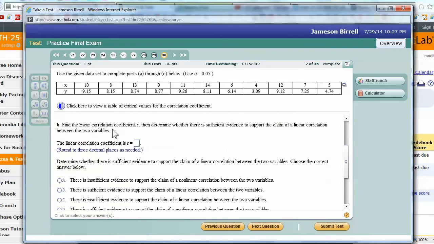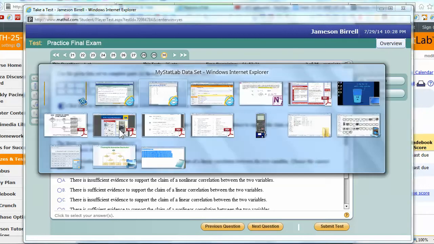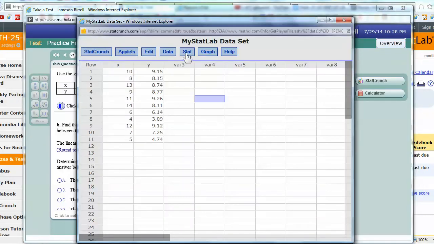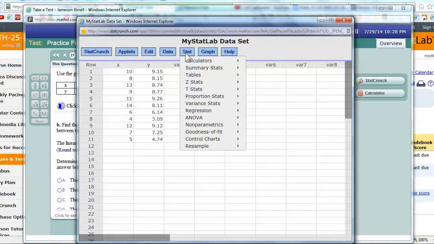Find the linear correlation coefficient R, then determine whether there is sufficient evidence to support the claim that there is a linear correlation between the two variables. All right, let's go on and just play their game because really at this point it's a joke. I'm going to hit stat, and I've got regression right here. Simple linear regression, because we were supposed to be assuming it was going to have a linear regression.